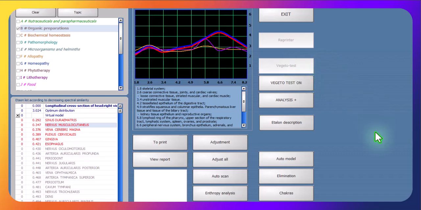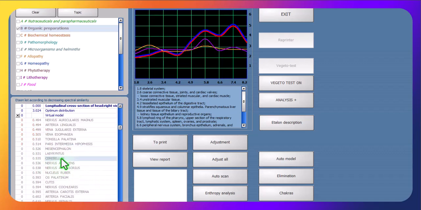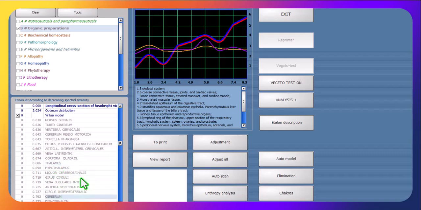Class, Concept, Organic Preparations, Bioplast Software. The list of organic preparations corresponds to organs of the body. For example, the esophagus. Here we have cerebellum. Here we have the thalamus and the brain.